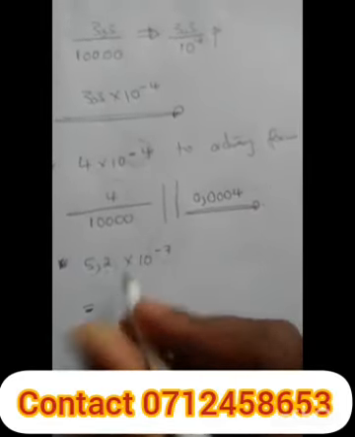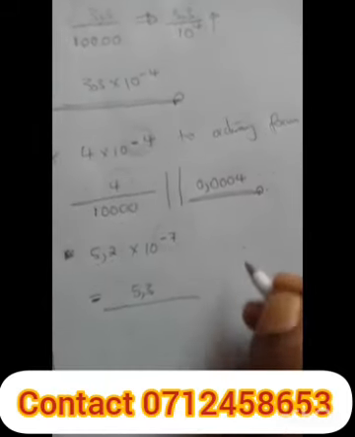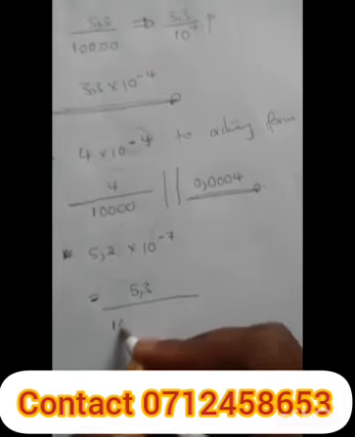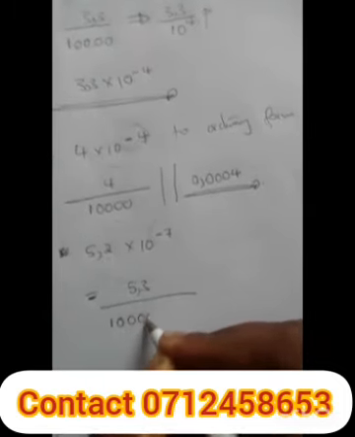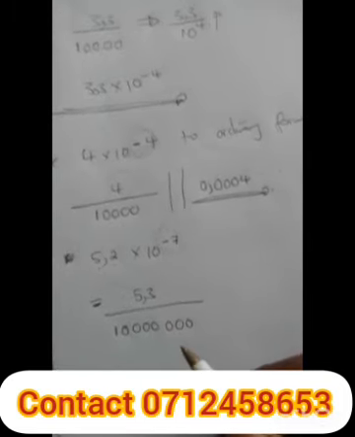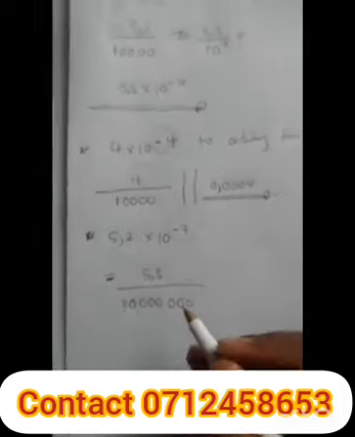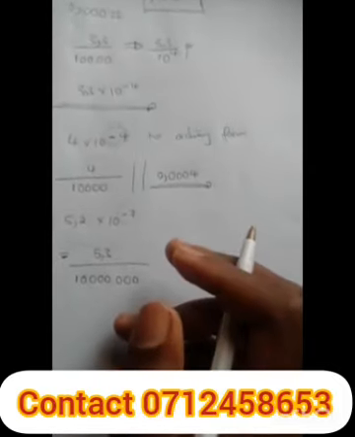So you are dealing with 7 numbers after the comma. So 5.2 over how many numbers? That is 1, 2, 3, 4, 5, 6, 7. So it is over 10 million. That is the exponent. Are we there? It is over 10 million. Okay, that is our exponent there.